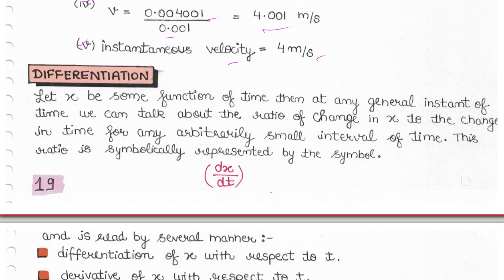Now some mathematical treatment we are going to discuss here about differentiation. So what is differentiation? Let x be some function of time, then at any general instant of time we can talk about the ratio of change in x to the change in time for any arbitrarily small interval of time. This ratio is symbolically represented by the symbol dx by dt.